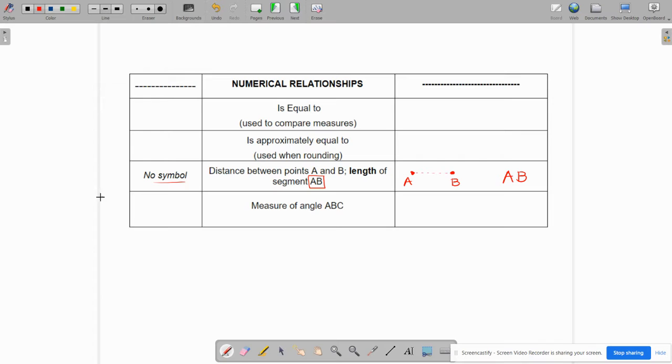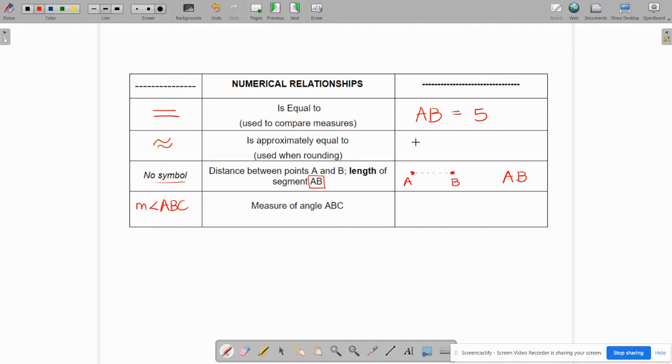The measure of an angle, remember how we wrote angle ABC like this? If we're talking about its measure, you put a little m in front. For numerical relationships, if I'm finding these different lengths, I'm going to get number answers. Finding the distance between A and B, finding the measurement of an angle, that's going to give me a number. Your numbers are either going to be equal to something or approximately equal. For instance, you could say the distance from A to B equals 5 units.